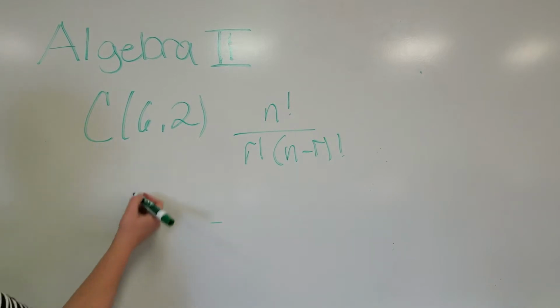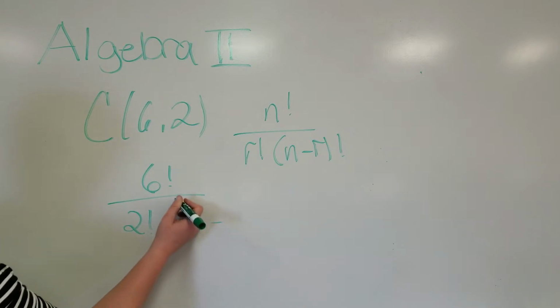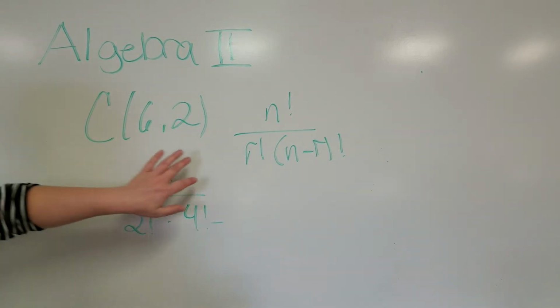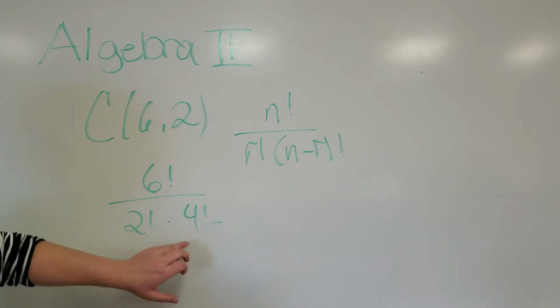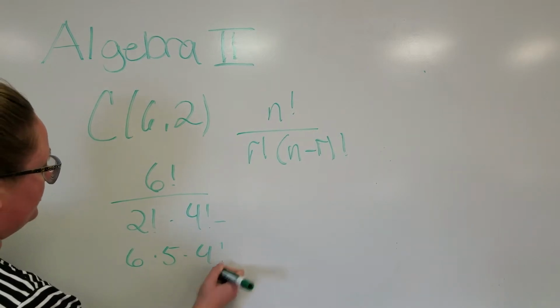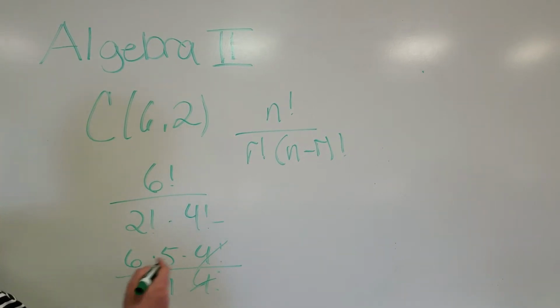All right, so n in this case is 6. 6 factorial over r, which is 2 factorial, times 6 minus 2, which is 4 factorial. So the easiest way to do these is to march this top down till it matches with your highest number in the denominator. So you would go 6 times 5 times 4 factorial, and we have a 4 factorial down here that we will cancel it with. So we have 6 times 5, which is 30, over 2 times 1, which is 2. So 30 divided by 2 is 15. That'll be your answer.